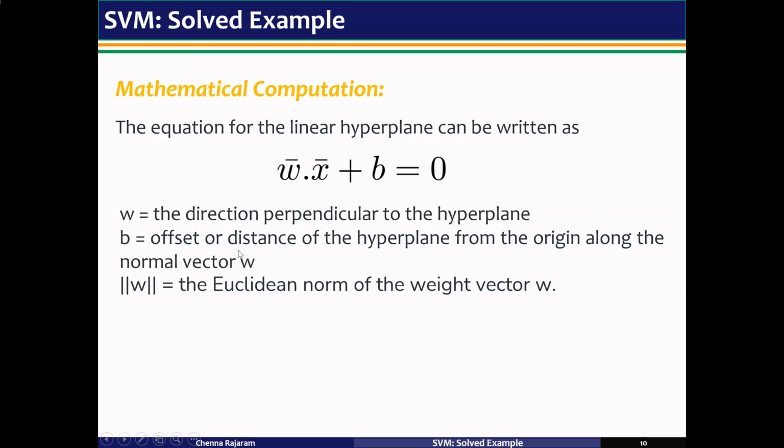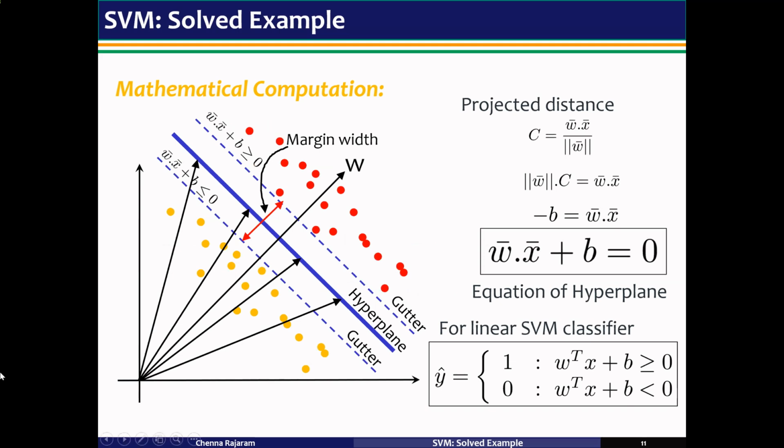And b is the offset or distance of the hyperplane from the origin along the normal vector W. Mod W is the Euclidean norm of the weight vector W. Here is the graphical representation of the data points with W and the hyperplane. If the value W bar into X bar plus b is greater than or equal to 0, then it is classified as positive, and if the value is less than or equal to 0, it is negative.